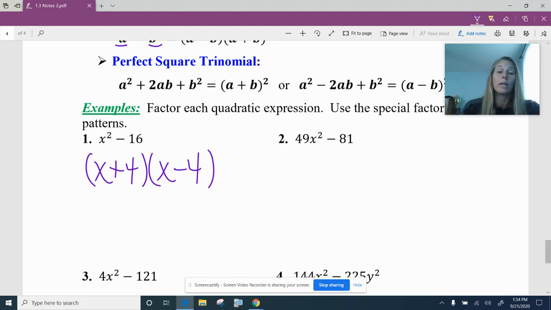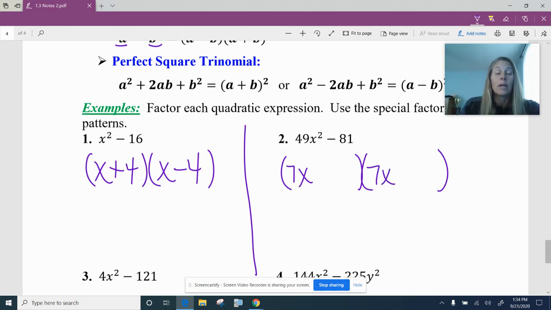Okay, number 2, there is no GCF for 49 and 81, but they are both perfect squares. So I can go right to my difference of two squares pattern. The square root of 49 is 7, so I know it's going to be 7x and 7x. The square root of 81 is 9, so I know it's going to be a 9 and a 9, and then your opposite signs.